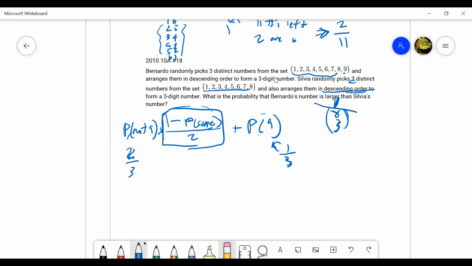I think I explained that a little bit wrong. If we assume Sylvia already chose a number, then there's just one number. Let's say she chose 8, 7, and 6. Then out of the 8 choose 3 numbers that Bernardo could have gotten, only one of them is the exact same. So that is the probability of 1 over 8 choose 3, and it's equal to 1 over 56.